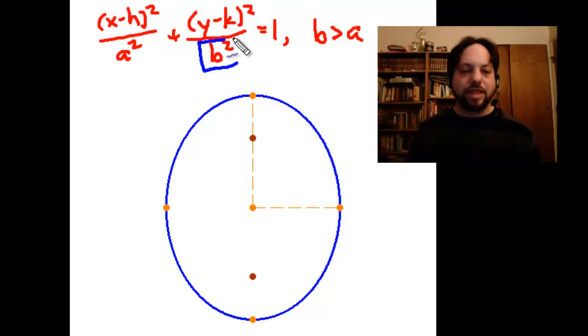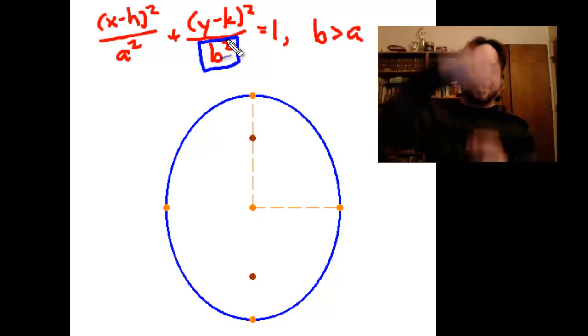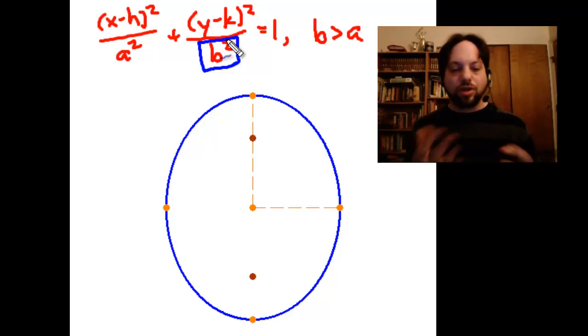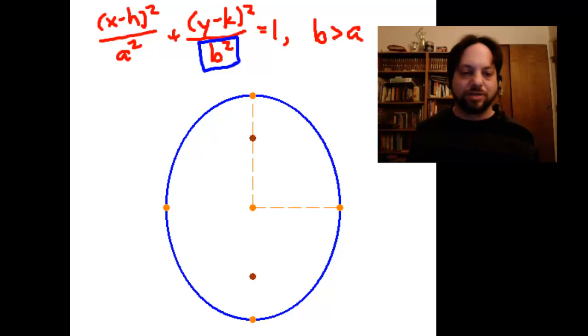In other words, this is now going to be the larger number. Because that's under the y, that tells me that this is going to go up and down. When the larger number was under x, sideways was going to be the major axis. So that's the big major thing. Let's see how that affects everything.